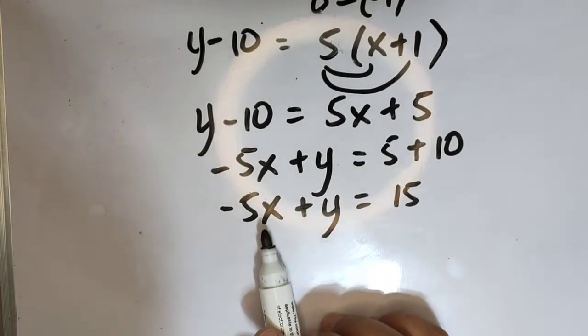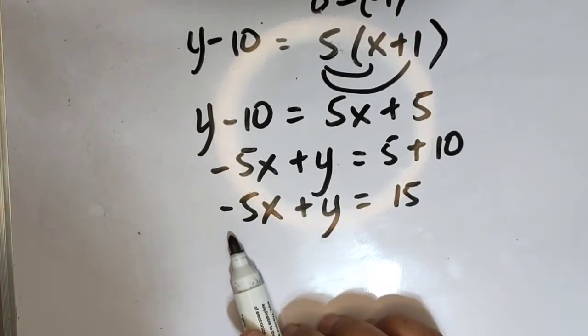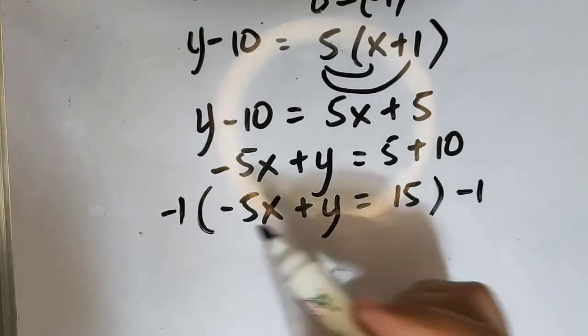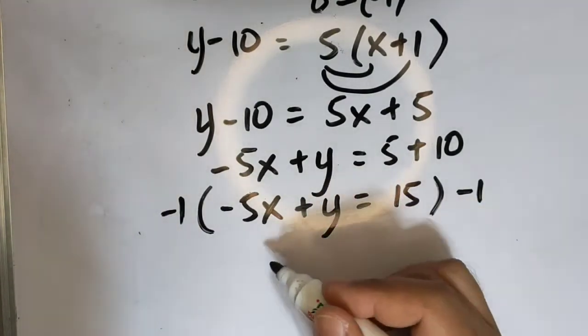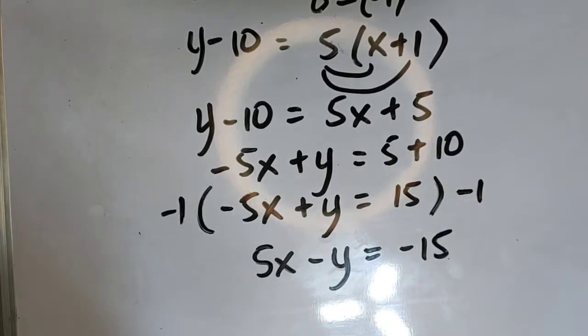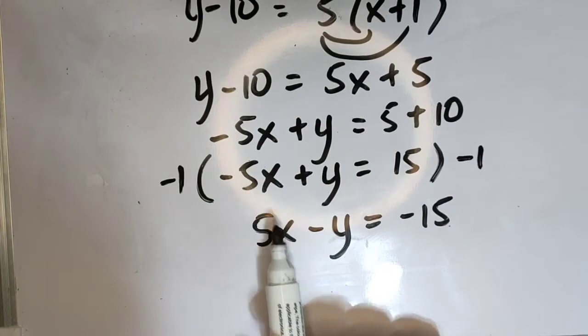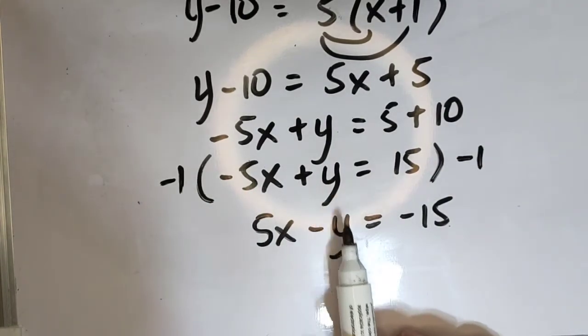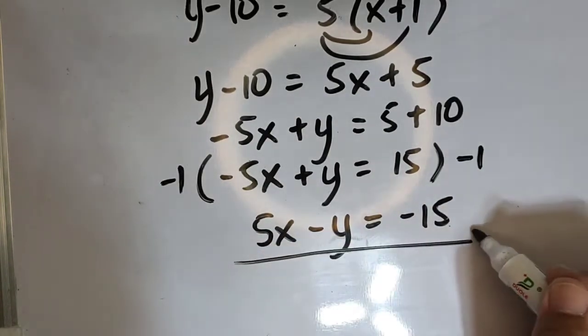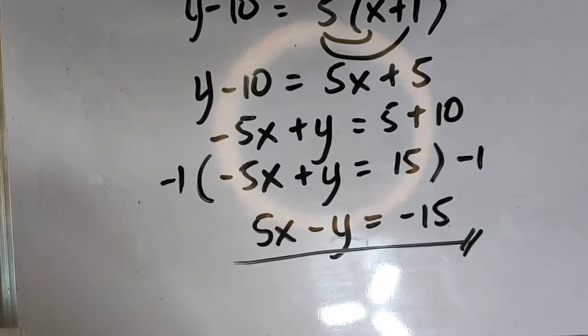If you notice, our x has a negative coefficient. So to make this positive, we will multiply it by negative 1. The whole equation will be multiplied by negative 1. So our answer now is 5x minus y is equal to negative 15. Negative 1 times negative 5x is positive 5x. Negative 1 times y is negative y. 15 times negative 1 is negative 15. So the equation is 5x minus y is equal to negative 15. So, that's how simple it is, no? When the given are 2 points.